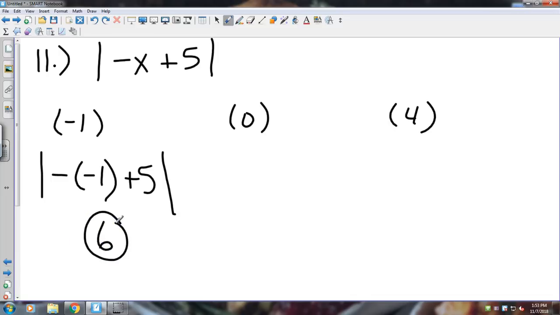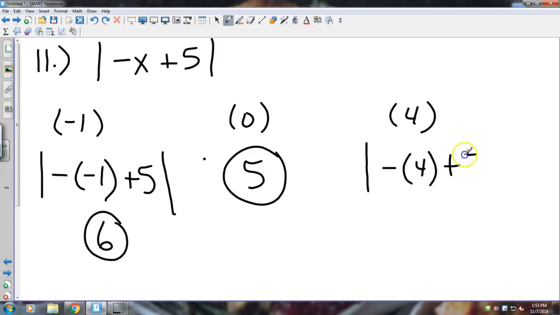Zeros help me out again. What's 0 plus 5? 5. What's the absolute value of 5? 5. I love that 0. He helps me all the time. Last one is the absolute value of negative 4 plus 5. What's negative 4 plus 5? Positive 1. What's the absolute value of 1? 1. How many got all three of those? How many got 2 out of 3? All right.